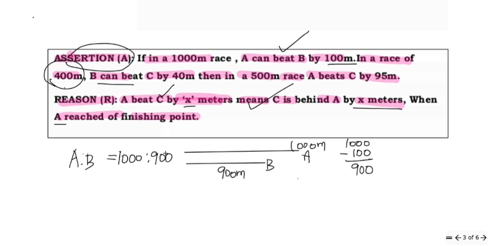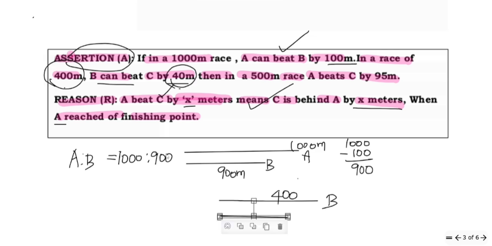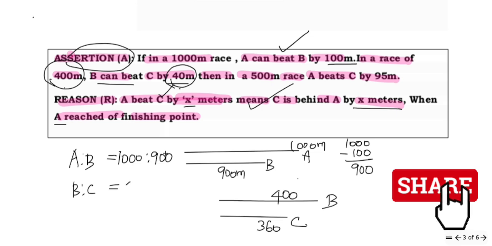Now, they are talking about a 400-meter race. B can beat C by 40 meters. Okay, so it's a 400-meter race. So B is here 400 meters. In that you need to take away 40. So that would be actually 360. So B is to C is actually 400 to 360.